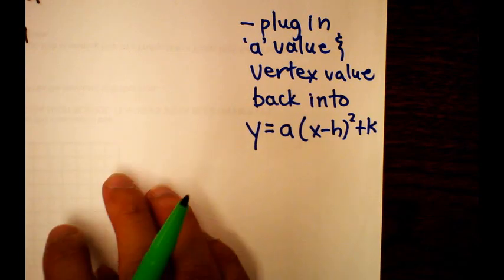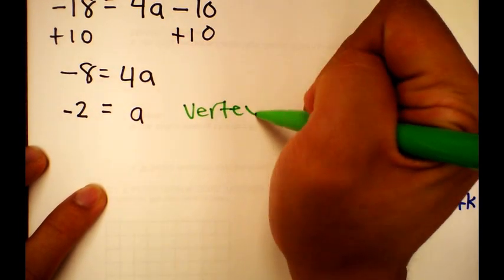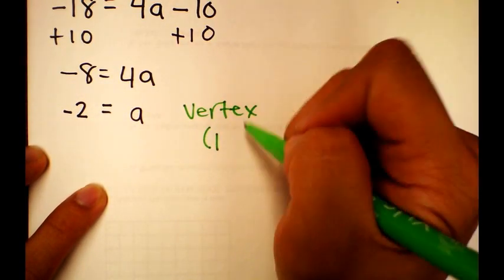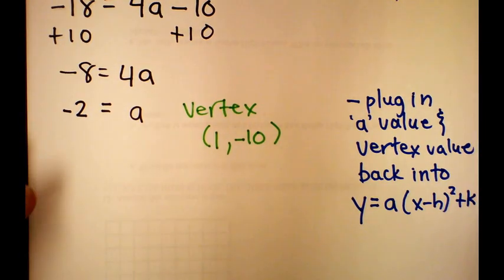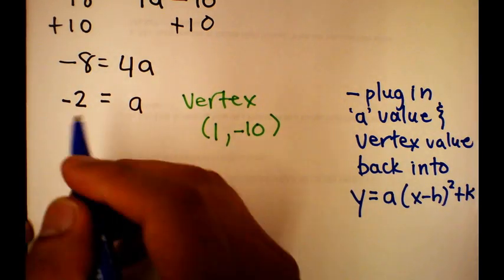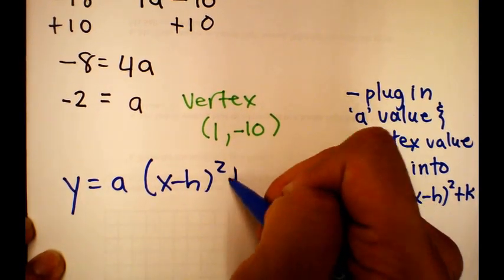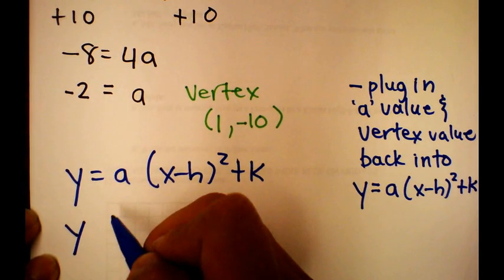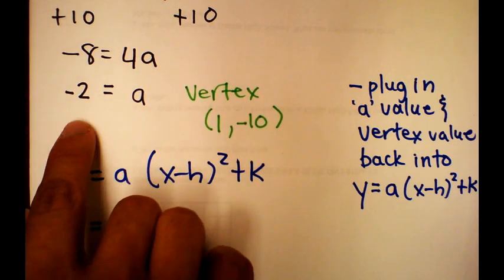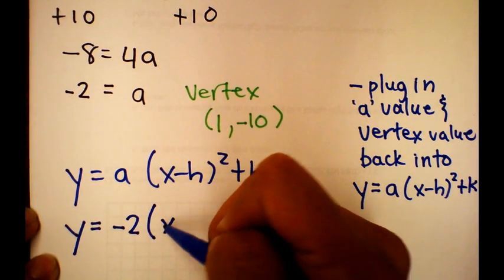Okay, and let me just rewrite, we got our a value, which is this. Our vertex, again, was 1, -10. Right, let's already use that formula. y is equal to a parentheses x minus h squared plus k. Notice that we have no value for y. Just leave it as is, but after we put the equal sign, we do have a value for a, which is -2. So we're going to put -2 over here, parentheses x.